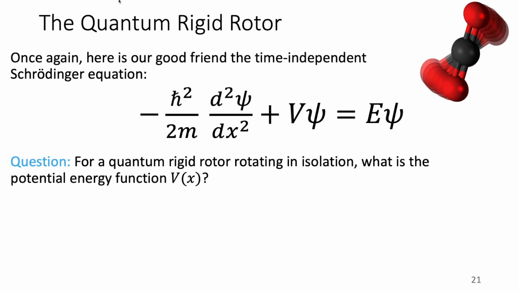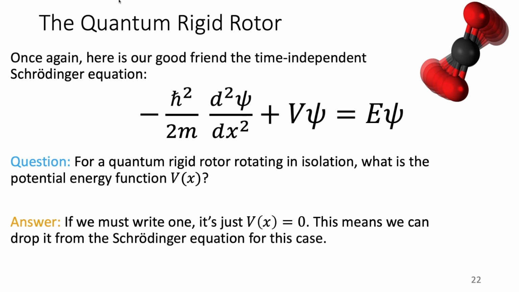All right, so if we're really going to do the quantum rigid rotor, we need to solve the Schrödinger equation. This is how we get all the things we're doing here. So let's return to our good friend, the time-independent Schrödinger equation. There it is, as it always is. For a quantum rigid rotor rotating in isolation, what is the potential energy function? I hinted at this at the beginning of the video. Do we care about this? Do we care about that? What do you think? Well, if we must write one, it's just V of x equals 0.